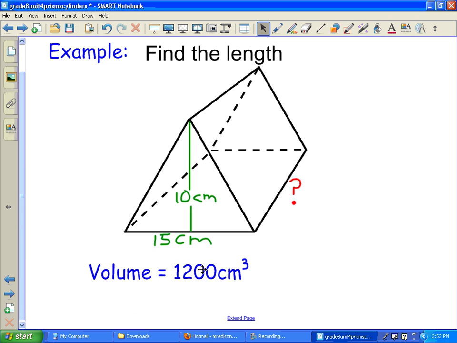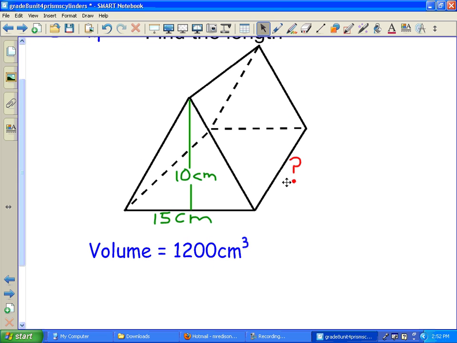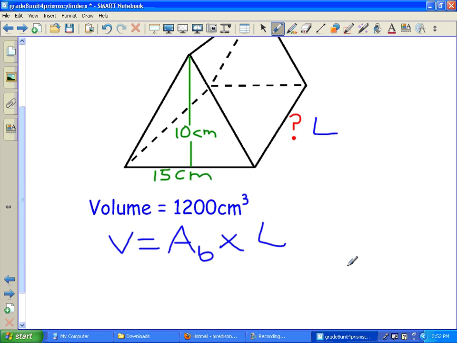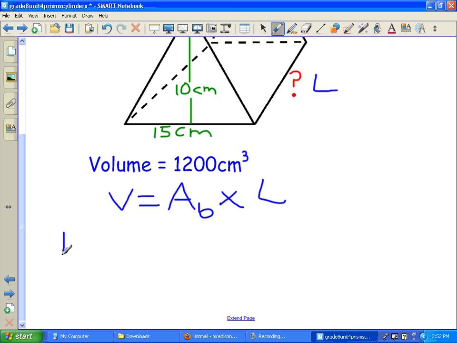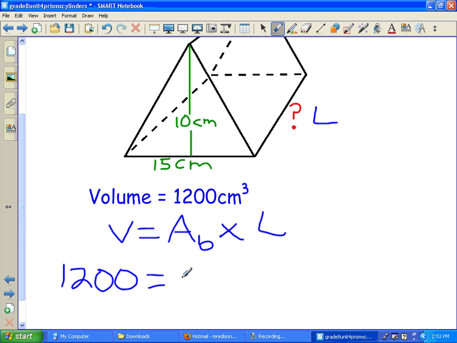Here's an example when you're given the volume, but you're not given the length here. So we don't know what this L is right here, this length. So remember our formula. Volume equals the area of the base times the length, or the height. In this case, it's the length. So we're given the volume, so let's put that in there. Are we given the area of the base? Well, the area of the base of a triangle here is going to be half of the base, so half of 15 times the height, which is 10, times the length, which is L.